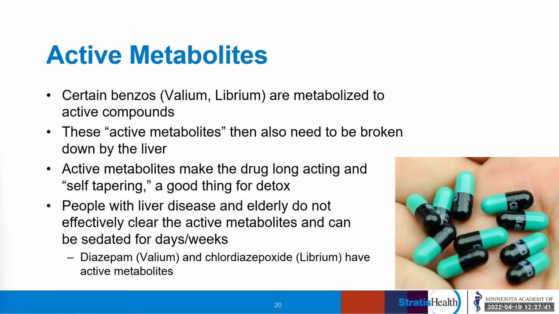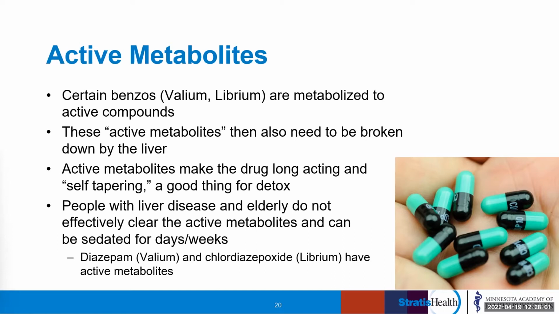Let's talk a little bit about those active metabolites, because the metabolites also play a role in what we can see in somebody's urine drug screen. That's something we'll talk about too. If you look at some of these benzos, especially Valium and Librium, these have active compounds and metabolites, and that's what really makes them last so long.